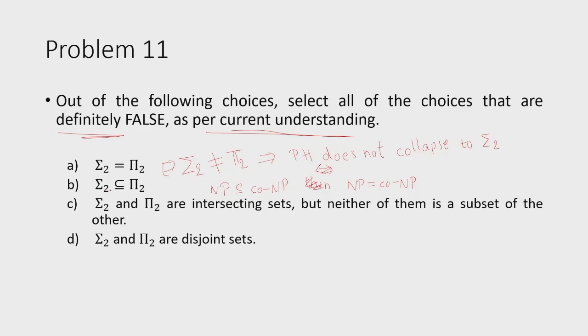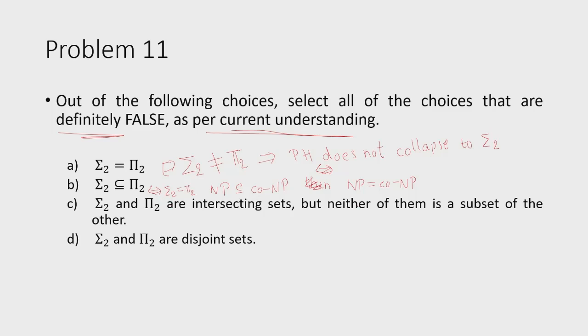Using the exact same argument, you can show that this double implies sigma 2 equals pi 2. NP is sigma 1, co-NP is pi 1, so the exact same argument works. This is also the same as sigma 2 equals pi 2, but this would mean that PH collapses to sigma 2, which again we don't know.